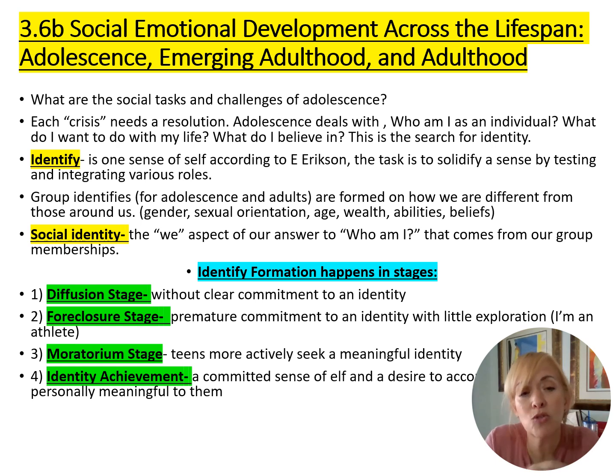At this part of the module, they do talk about social emotional development across the lifespan, namely with identity, finding your identity. And this happens around the time of adolescence. So they talk about the social identity, and they also talk about identity formation happening in stages. So check it out.